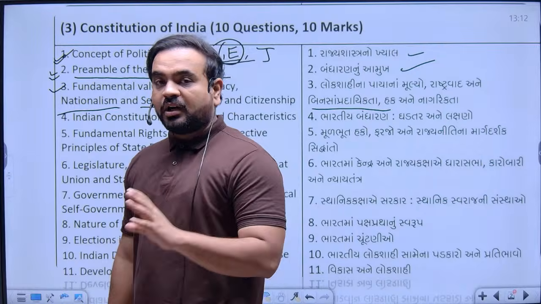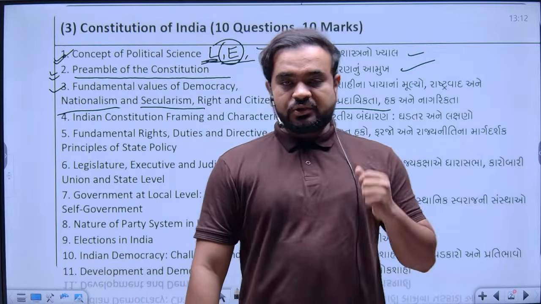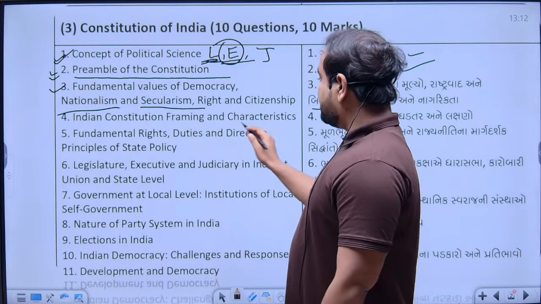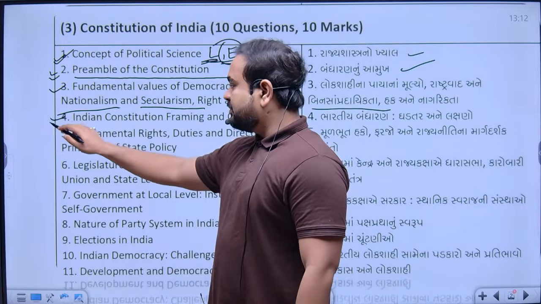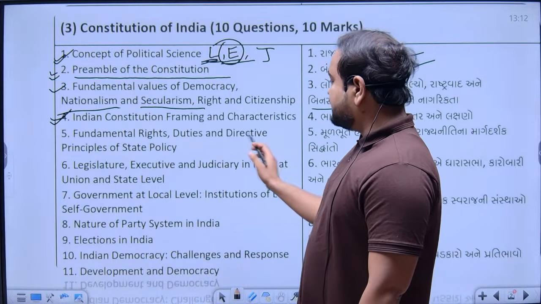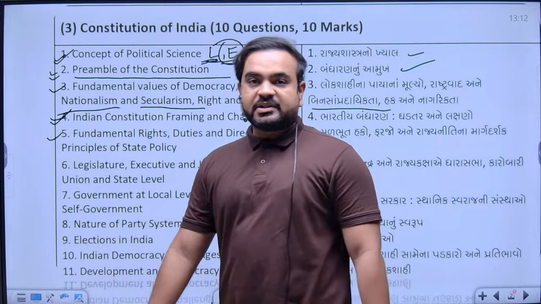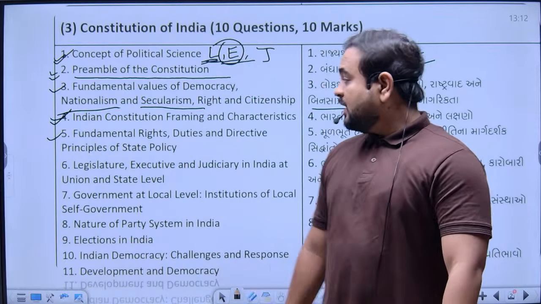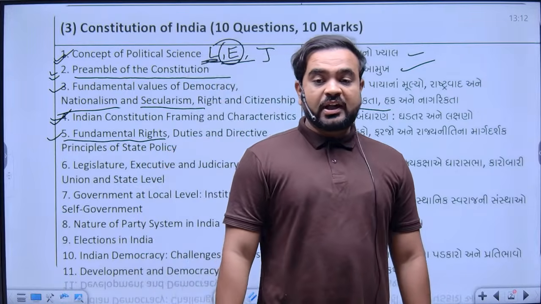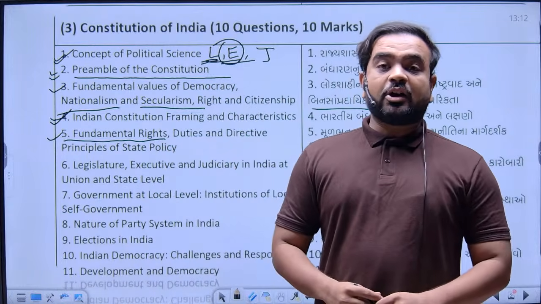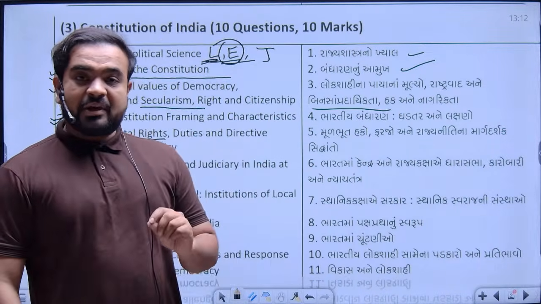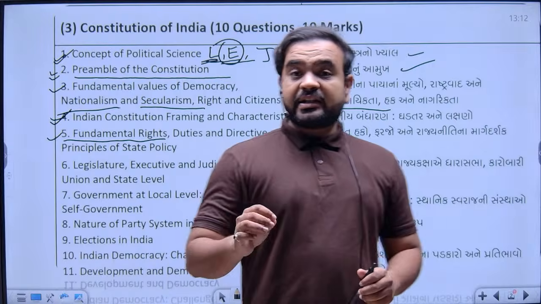If anybody knows, and if you are an old student, you should know this. Indian constitution framing and characteristic: the framing of the constitution and the characteristics of the constitution. Fundamental rights, duties and DPSP, that means directive principle of state policy. Fundamental rights is a very important topic, known as the Magna Carta of the constitution. Yes, 42nd amendment, 1976. You have to remember the amendment and the year 1976.